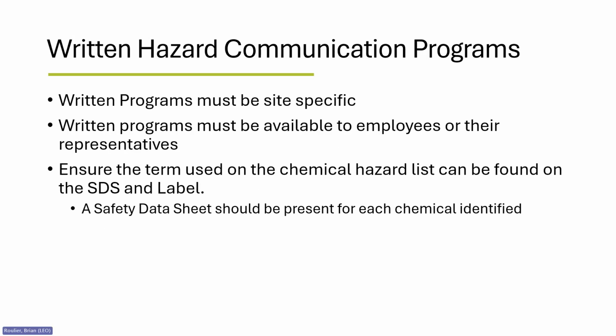Written hazard communication programs must be site-specific. Chemicals, job functions, and procedures may vary between sites, and it is important to ensure that these written programs accurately reflect procedures and responsibilities so that the program can be implemented correctly, and in the event of questions or emergencies, accurate assistance can be provided promptly. Written programs must also be available to employees and their representatives upon request.